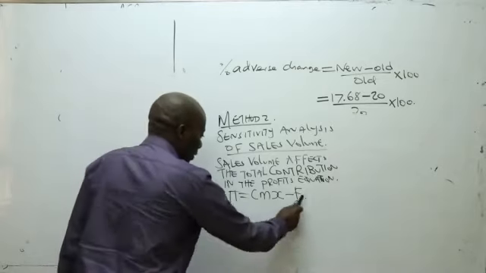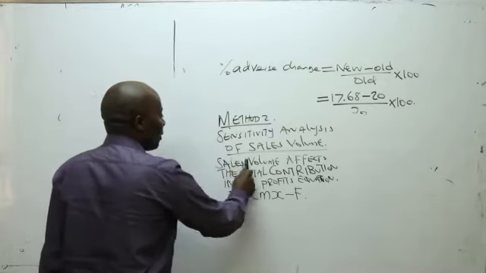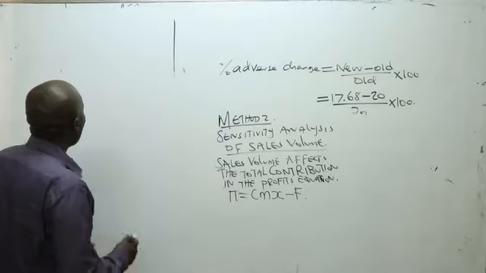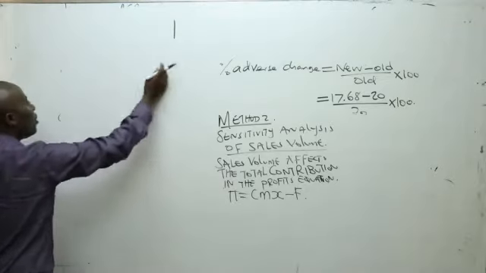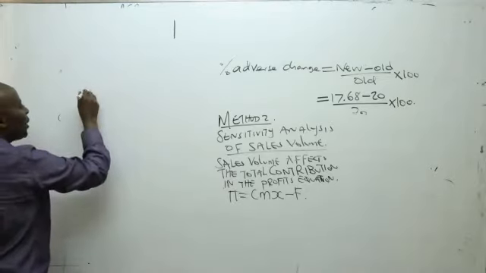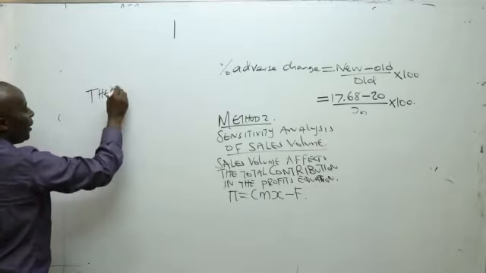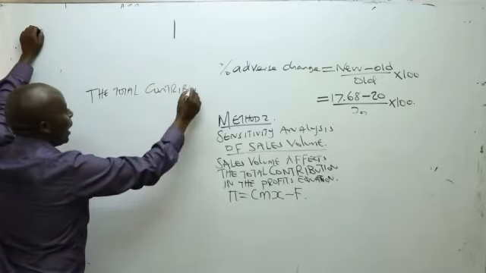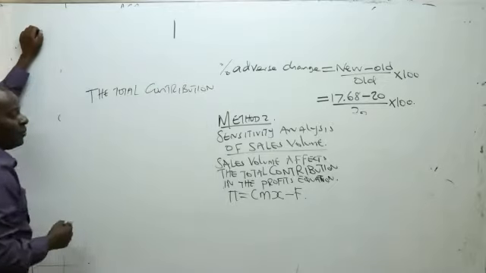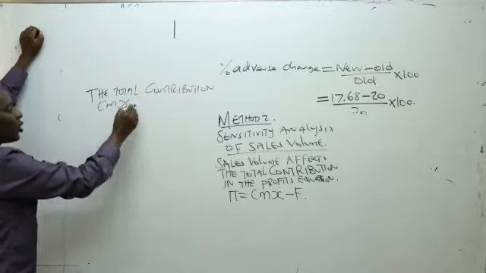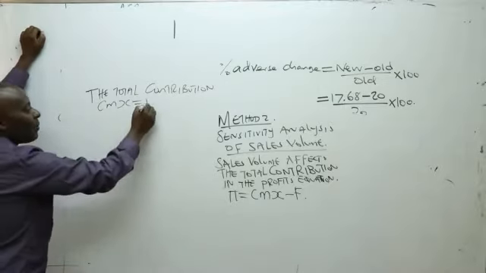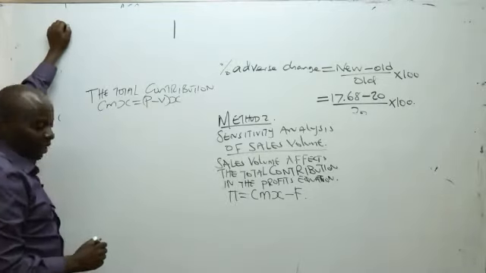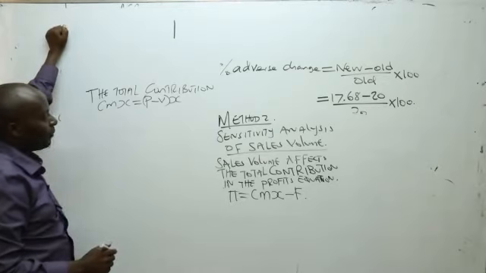Profit equals total contribution minus the firm's fixed cost, and the volume, which is our X here, only affects total contribution. Then the first thing that we need to do is to determine the total contribution. How do we get this? It is CMX, and we know that CM is price minus variable cost, times number of units.